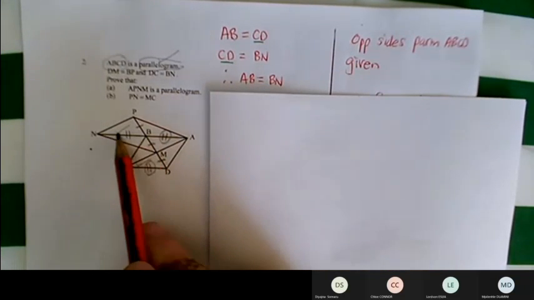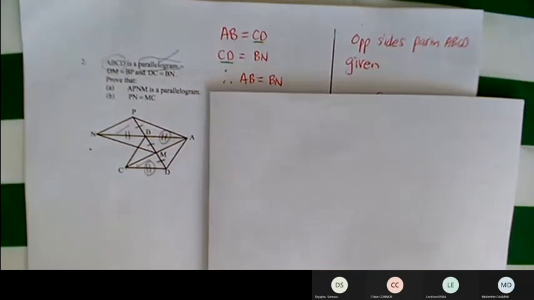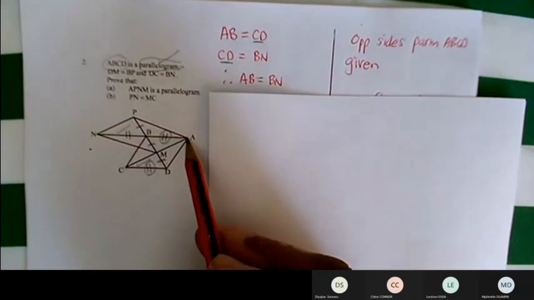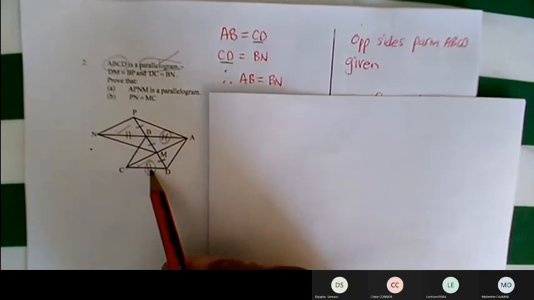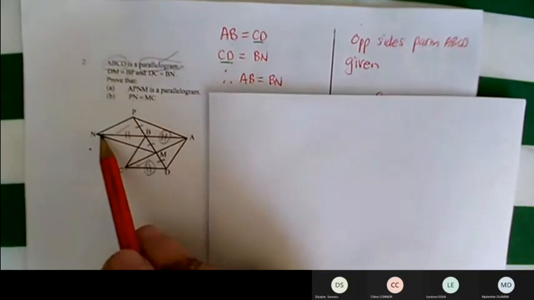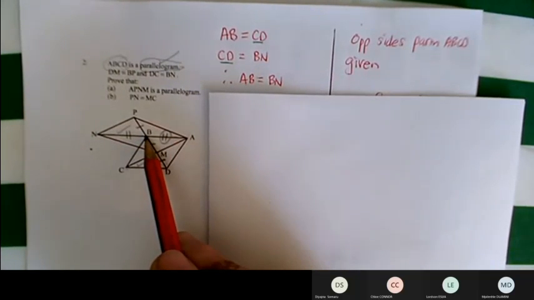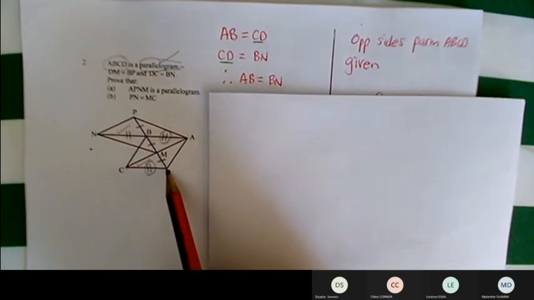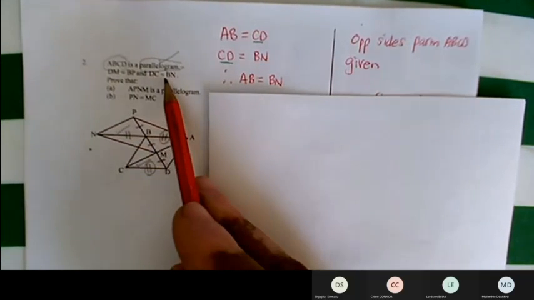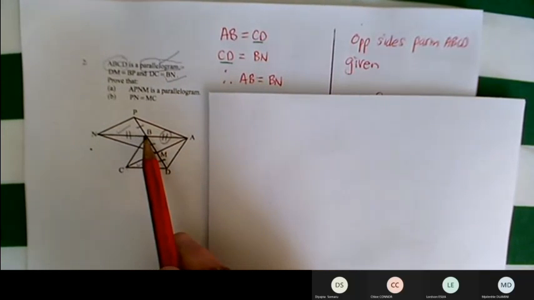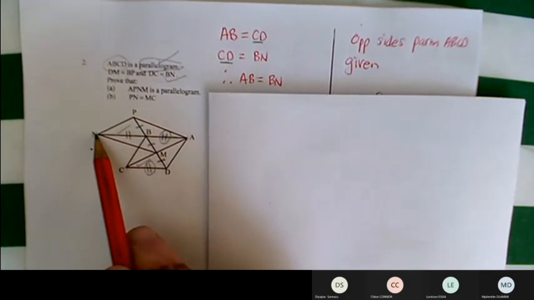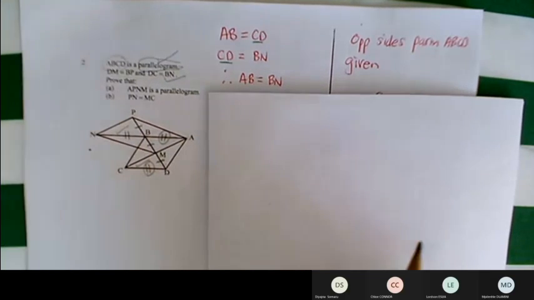So AB equals BN. Let me just explain it one more time. We said that AB is equal to CD, opposite sides of a parallelogram, because they tell us it's a parallelogram. BN is equal to CD, that was given here. There it is. Therefore, this one equals that one. AB is equal to BN.